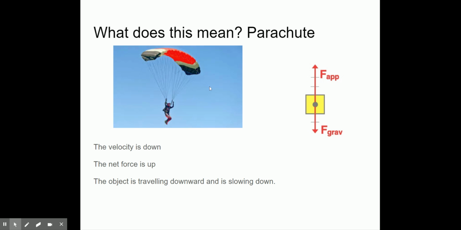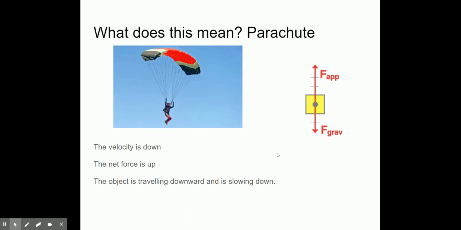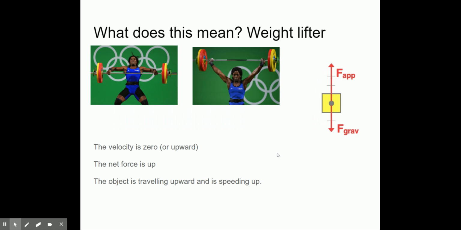When we have a person skydiving, they're falling downward. So the velocity is in downward motion. When they open the parachute, the net force is in an upward direction. So that means they are traveling downward and they are slowing down, because you have a net upward force with a downward velocity. Now, this could also be looked at in terms of a weightlifter.